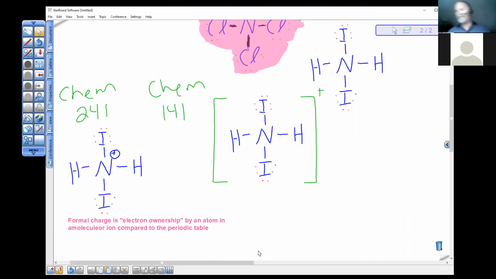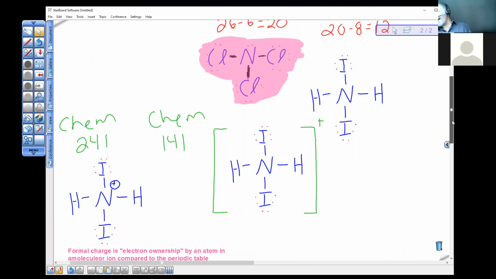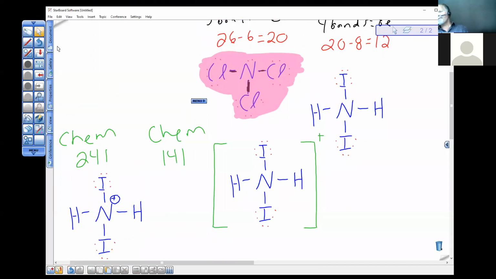So nitrogen on the periodic table owns 5 electrons. So if an atom of nitrogen in the original species owns 5, it'll have no formal charge. Let's go back to our previous example, shall we? Let me see. Nitrogen owns both of these electrons. It's not sharing them, it owns both. Nitrogen owns, let's just say it's an equitable world here. There's a bond of 2 electrons between these atoms. And let's just say for formal charge calculations, you own half the bond.